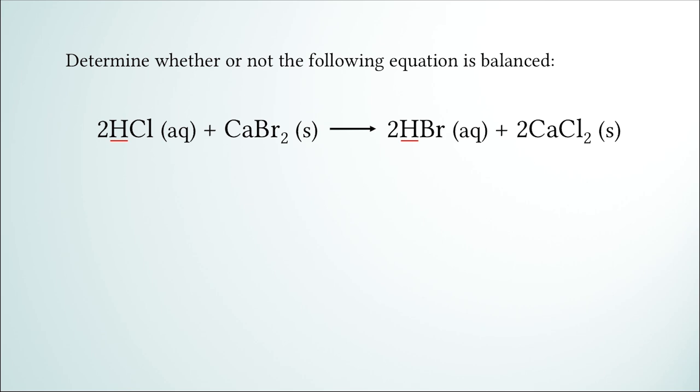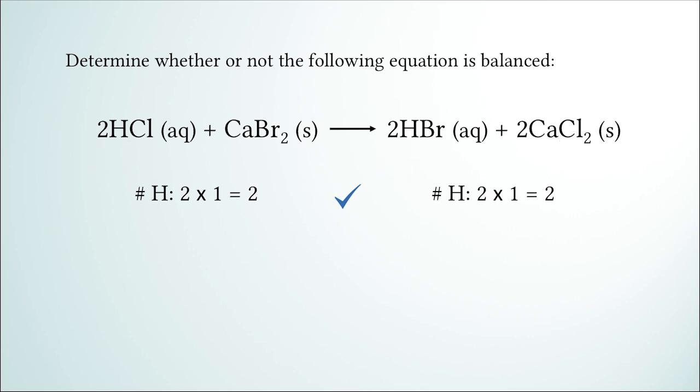Let's look at hydrogen first. There are 2 HCl molecules times 1 hydrogen atom in each molecule for a total of 2 hydrogens on the reactant side. There are 2 HBr molecules times 1 hydrogen atom in each molecule for a total of 2 hydrogens on the product side. The equation is balanced with respect to hydrogen.